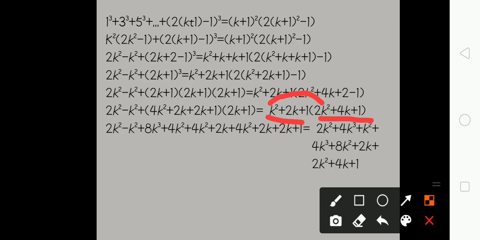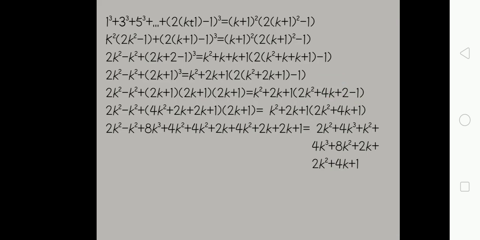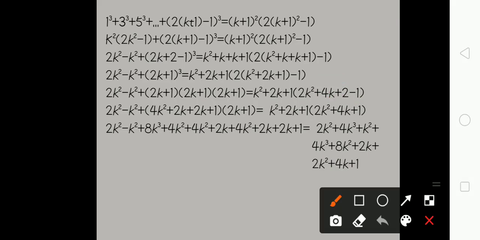Then next is the same, 2k times, so 2k times 2k squared would be 4k cubed, and then 2k times 4k is 8k squared, and 2k times 1 is 2k. And then next would be 1 times 2k squared is 2k squared, 1 times 4k is 4k, and 1 times 1 is 1.